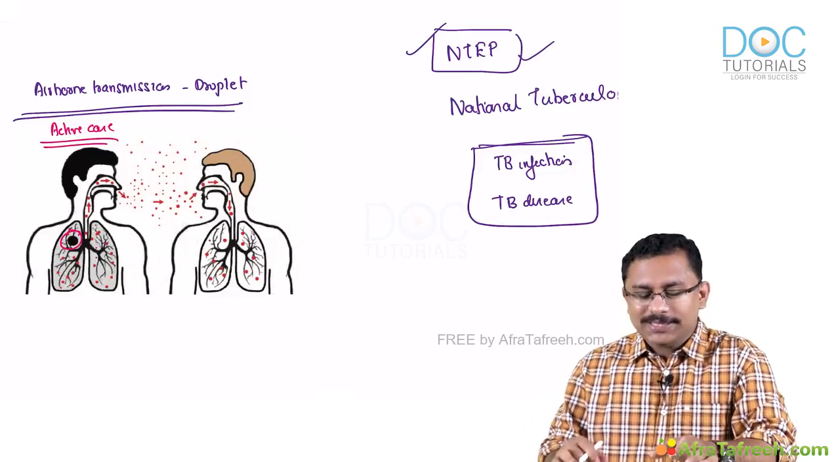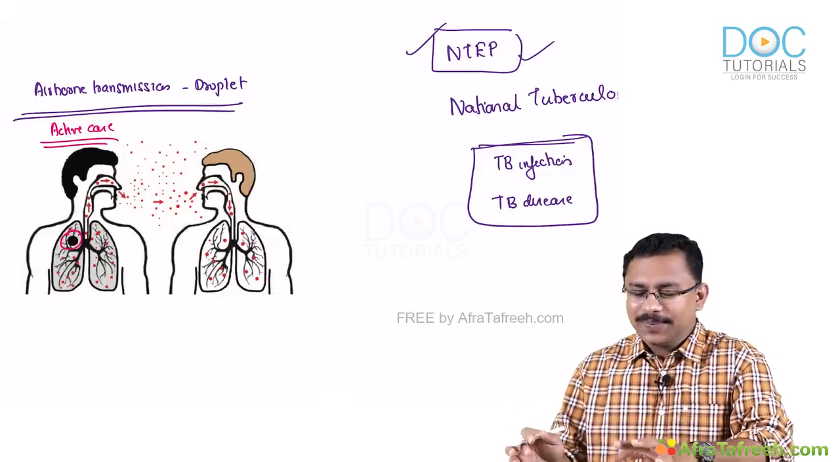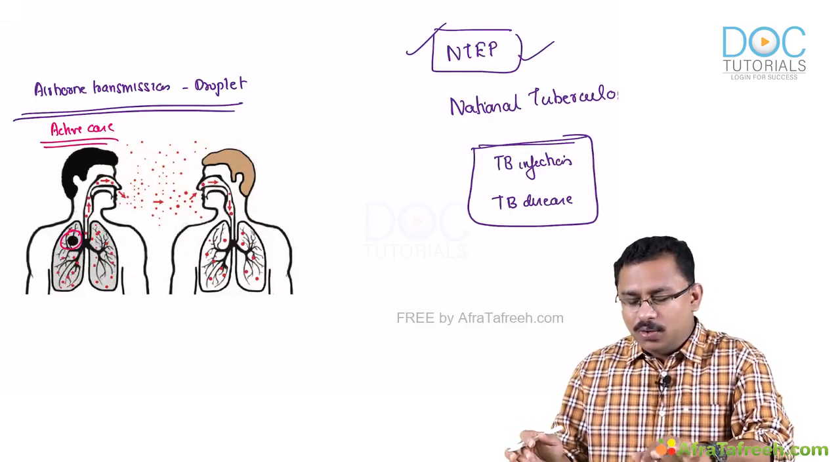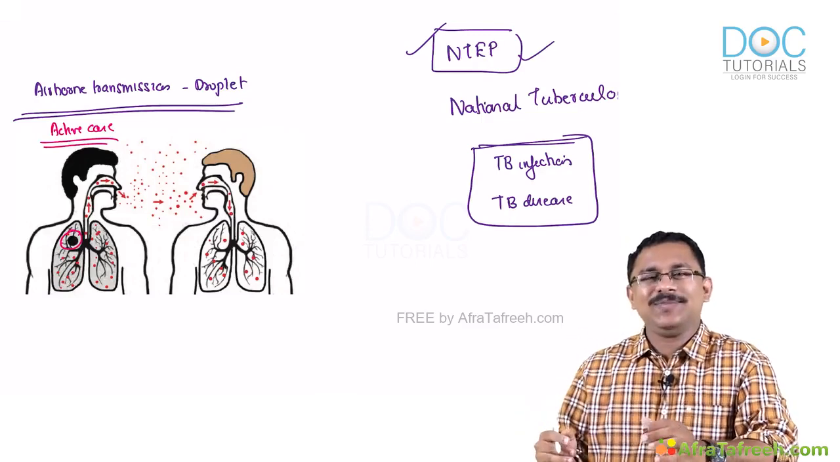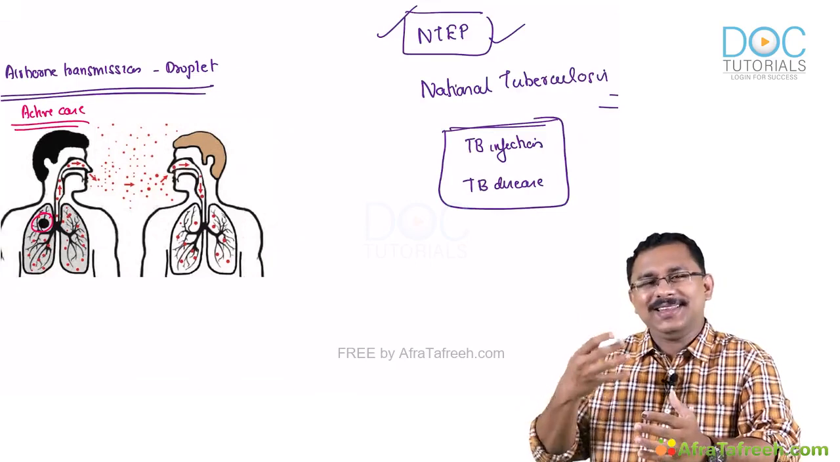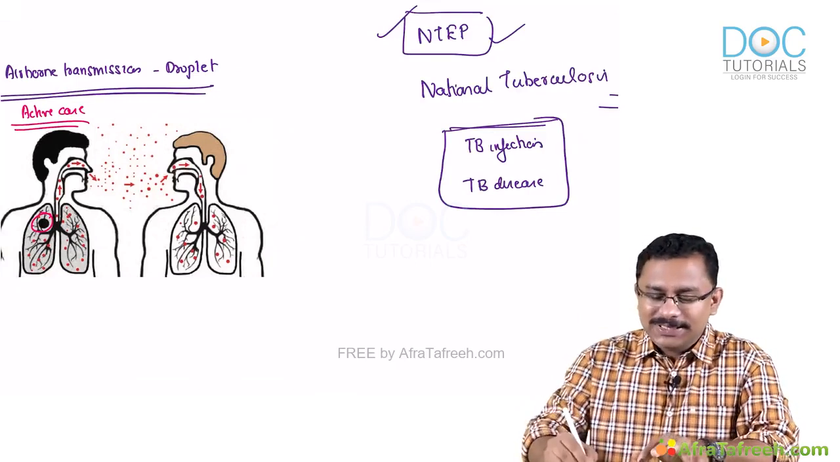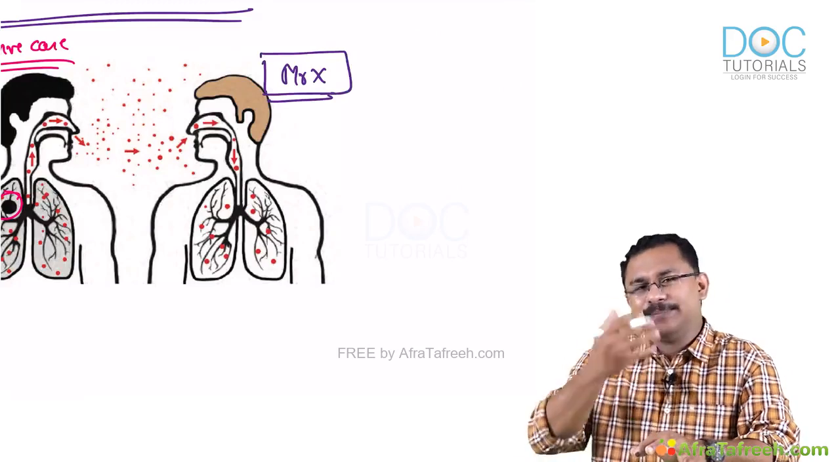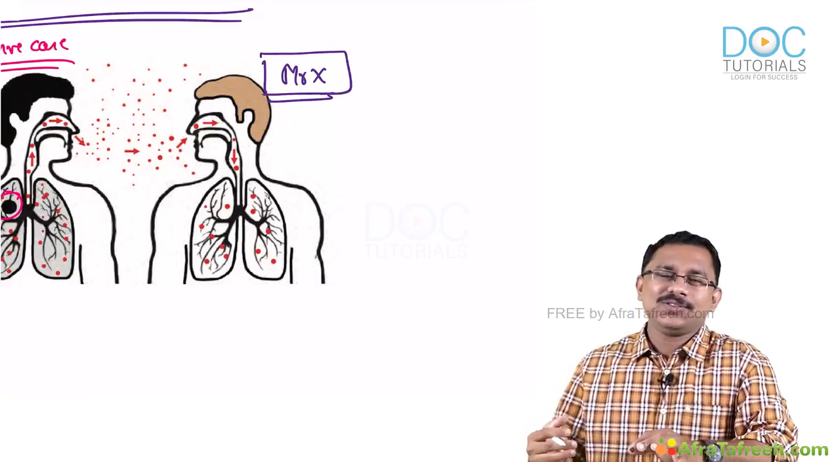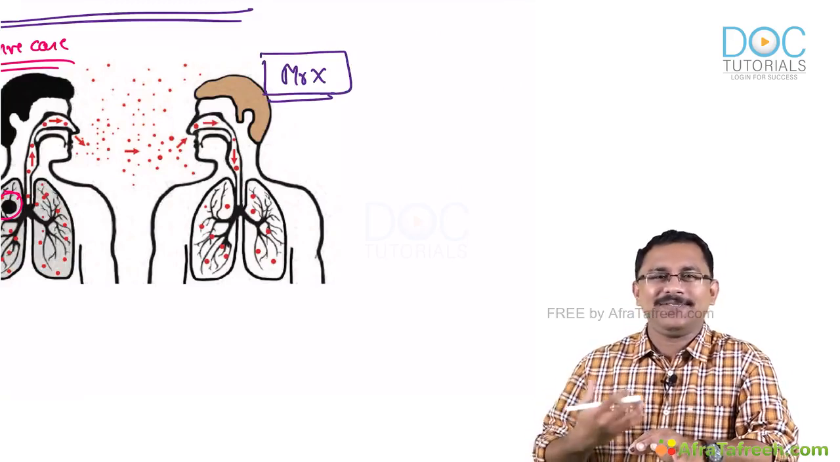So I told you how it is transmitted, droplet nuclei. Now what we are going to see is, suppose in this particular individual who has had the inhalation, let's call him Mr. X, Mr. X has inhaled this tubercle bacilli. So what is going to happen after this?